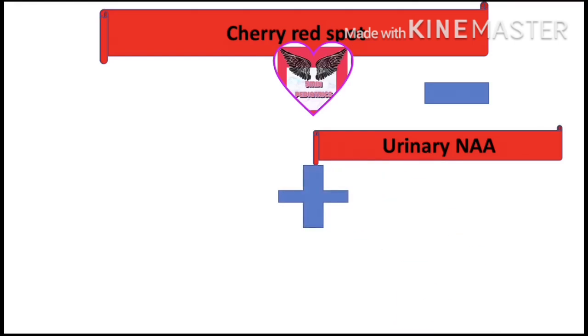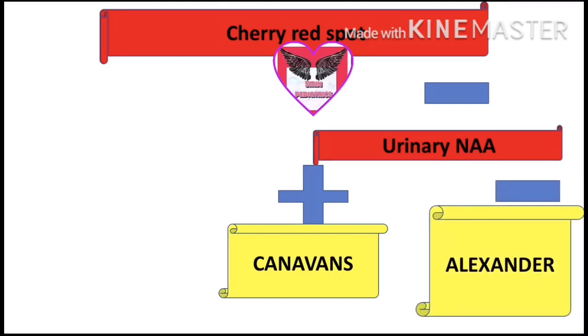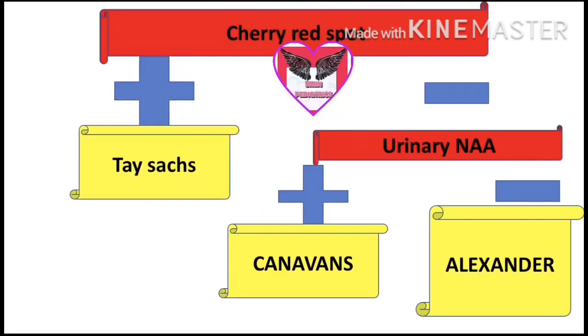If it is positive, then we have Canavan's. If it is negative, we have Alexander disease. Canavan's having hypotonia as a feature, Alexander having spasticity. If cherry red spot is present, then we have Tay Sachs disease. So we have the conditions Tay Sachs, Canavan's, and Alexander, all three having macrocephaly.